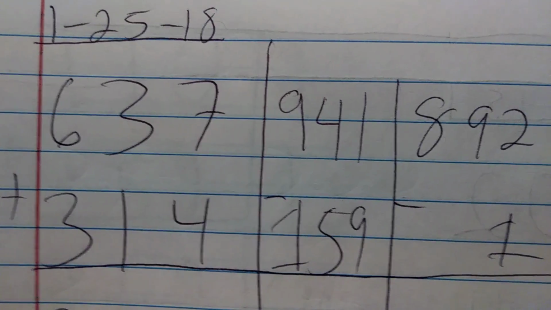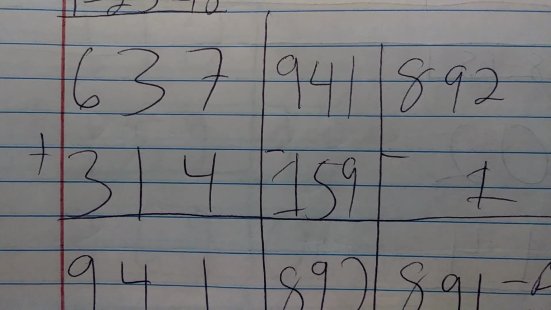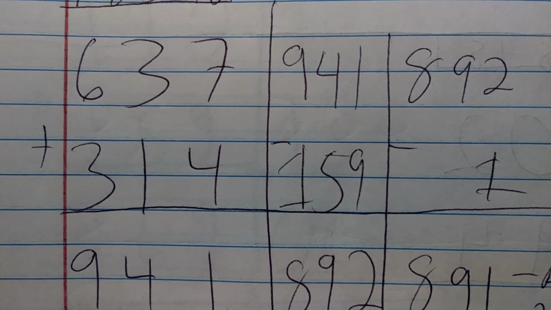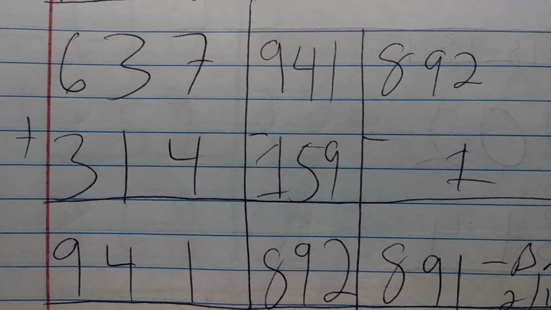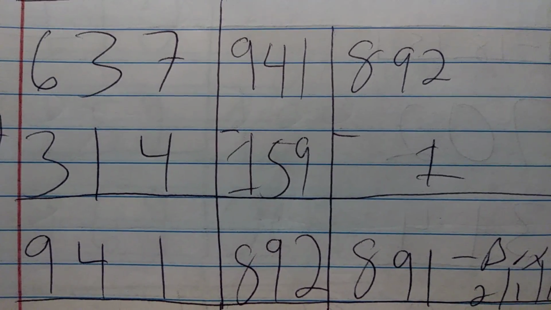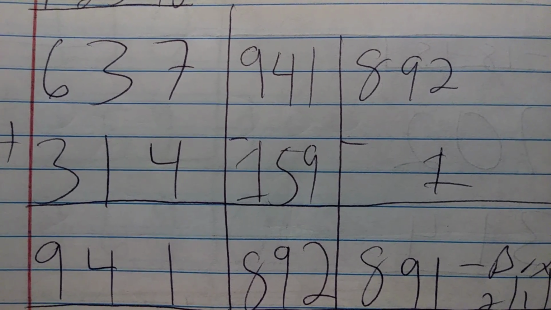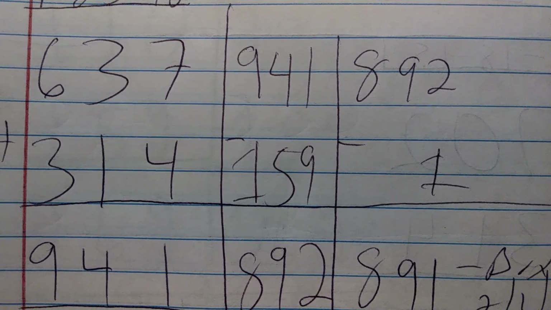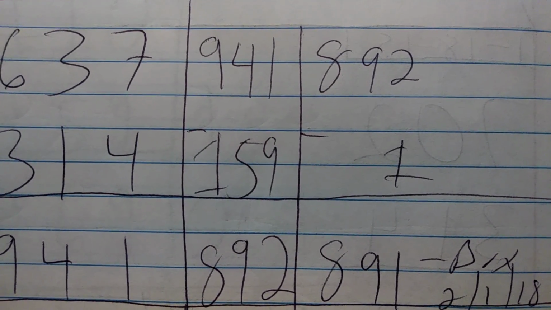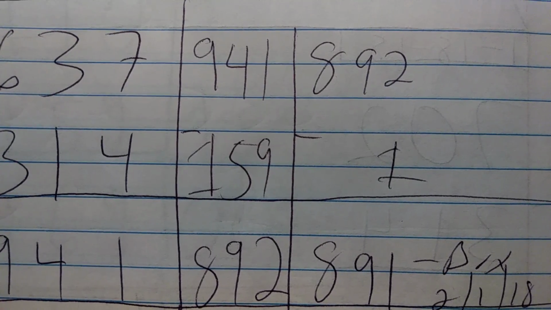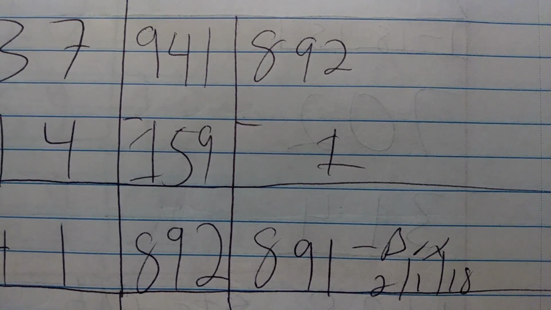On January 25th, 637 hit. I'm going to add 314, so 6 plus 3 is 9. 3 plus 1 is 4, and then 7 plus 4 is 11. Keep the 1. You're going to subtract off 159, so 9 minus 1 is 8. 14 minus 5 is 9, and then 11 minus 9 is 2. And then take down 89 and subtract off 1 from 2, and that's 891. And that was a box hit on February 1st.